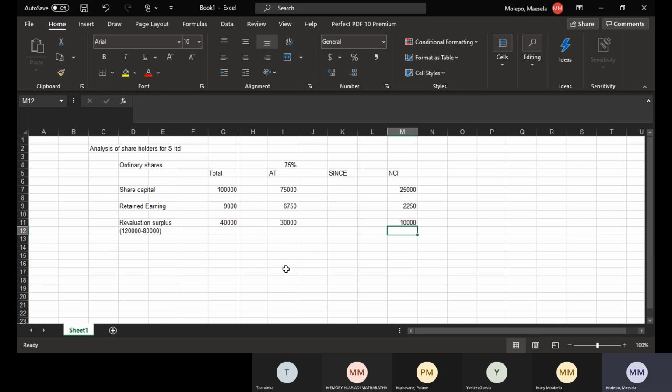And then we check how much we paid as the parent. We paid an amount equal to 120,000 to acquire the ordinary shares. So the consideration given is 120,000. Let's see the consideration given.